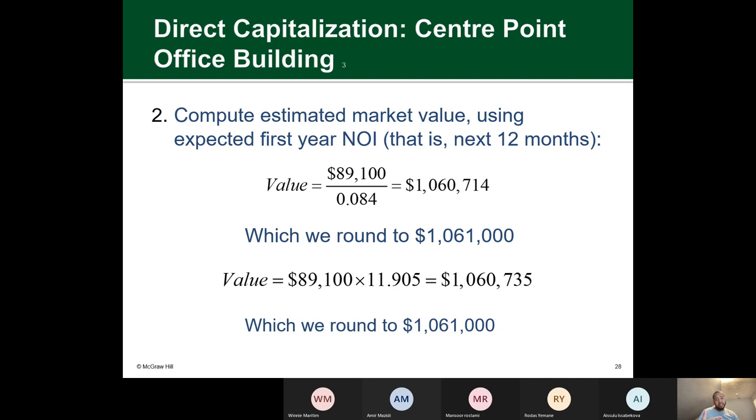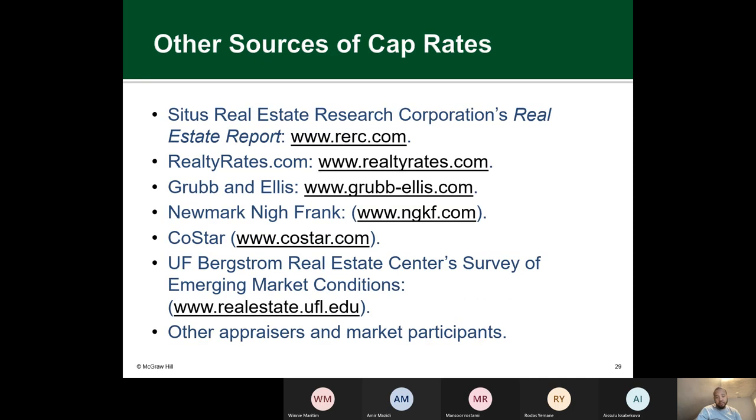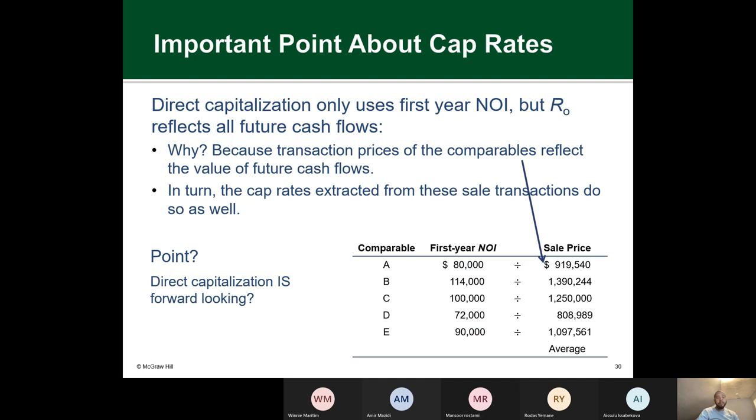All right, so now they've calculated, based upon that first year net operating income, what is the value? So they take the NOI divided by the cap rate. So the estimated market value is a little bit over 1.06 million. Anytime you want to determine the cap rate, you just go NOI divided by sales price. And then if you want to check the cap rate, you go NOI divided by cap rate, and the number should be the same.